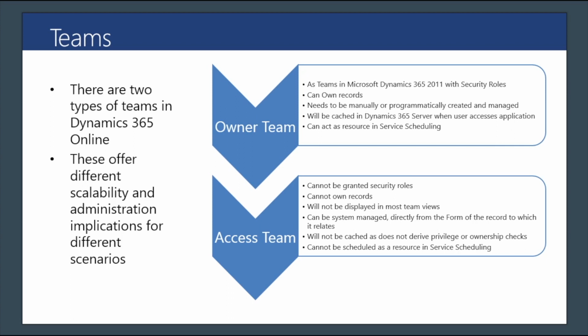Access teams cannot own records. They cannot be granted security roles directly. They're hidden from most of the team views. They can, however, be system managed or automatically managed directly from the record's form in the application.